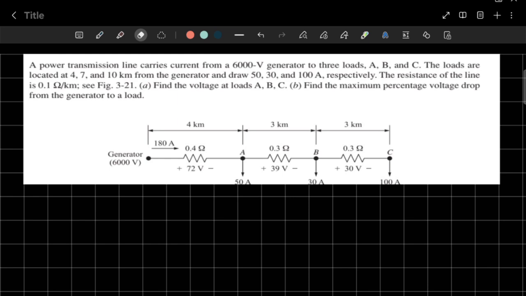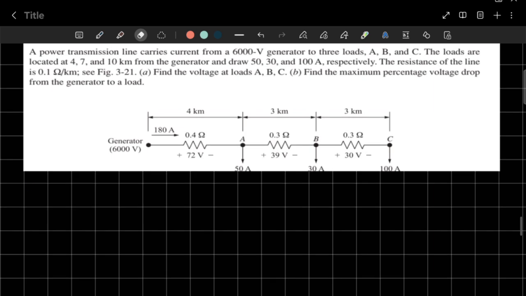So what we need to find are the voltages at A, B, C. We also have to calculate the maximum percentage of voltage drop from the generator to the load. This problem is very different compared to the normal KVL problems, because here we cannot apply KVL or voltage division directly.